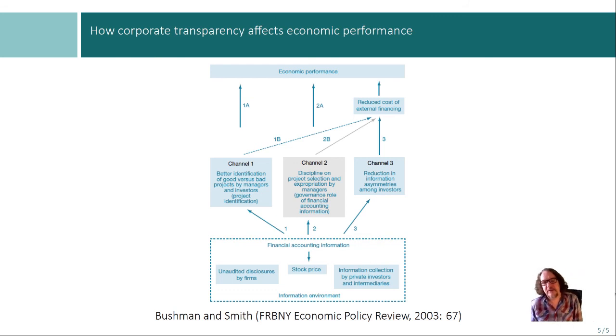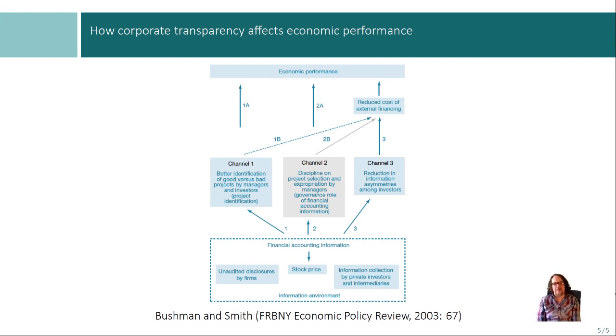Okay, let's start with the first channel. So what you see here is this dashed rectangle. This is all the information that is out there about firms. It's the information environment, as they call it. So it contains, of course, the traditional accounting information. You see unaudited disclosures and stock price and information collected by private investors. So alternative information is also included here. So think about this as the information environment that you have about a firm.